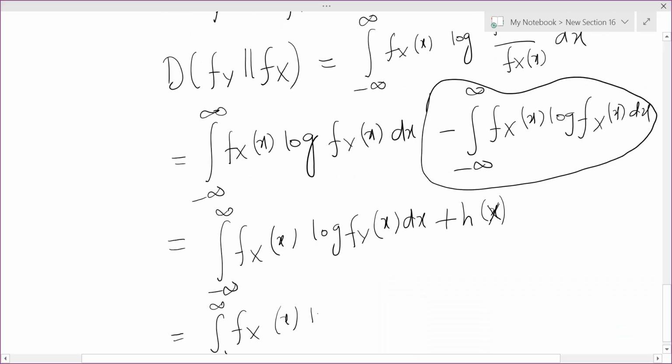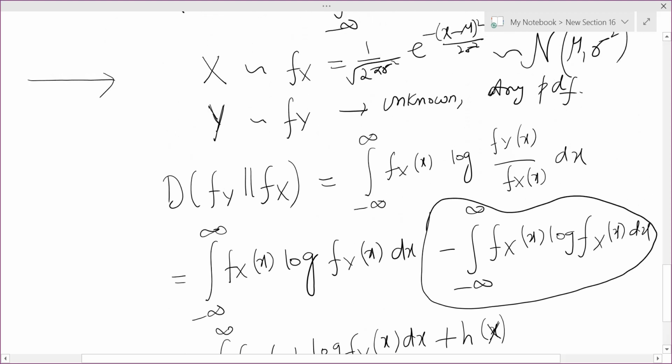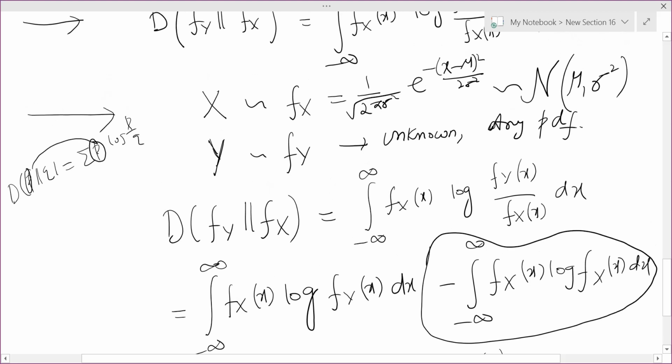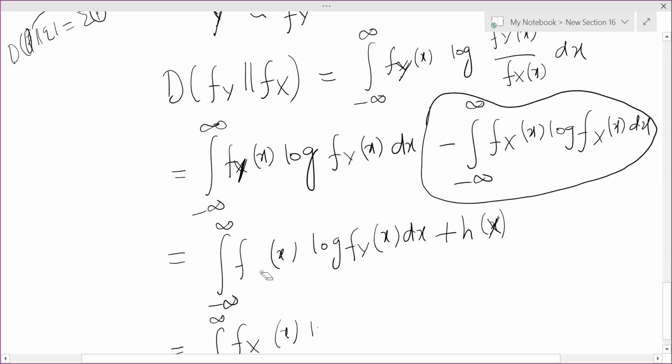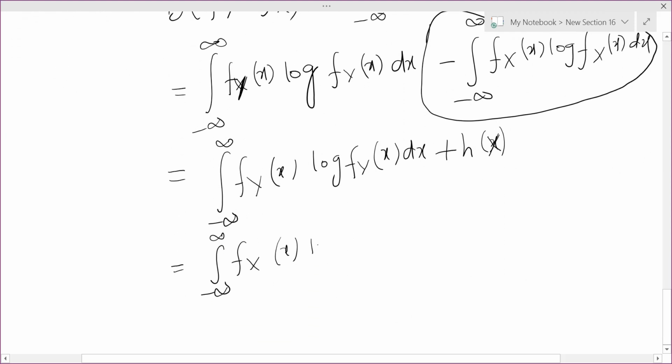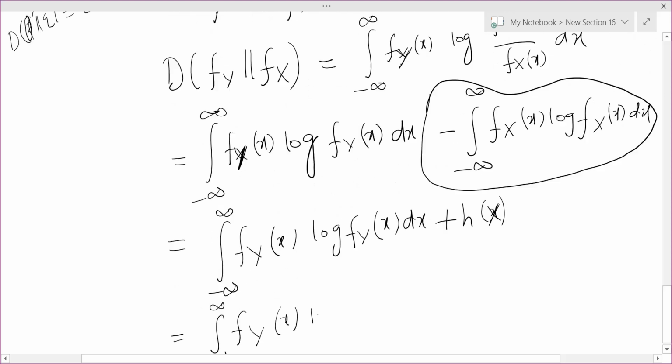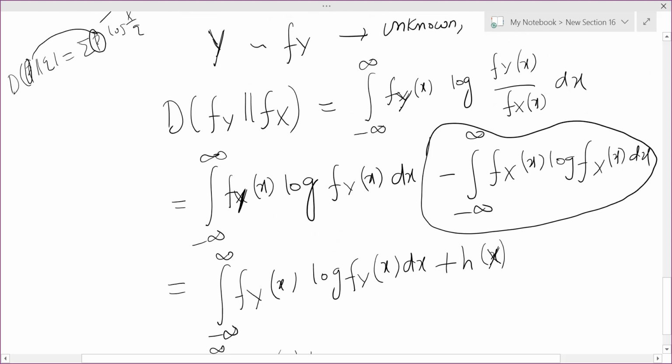Oh, I have made one mistake here. If you see the definition, D of p q, which is summation p log of p by q. So what we write here should appear at this point. So I'm sorry, this is fy here. That is the only change we will have, fy. Okay, then we are wrong here. So let me erase it.